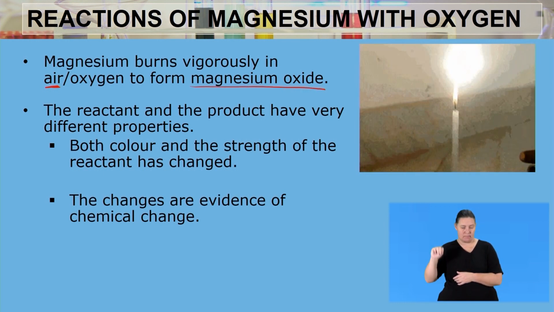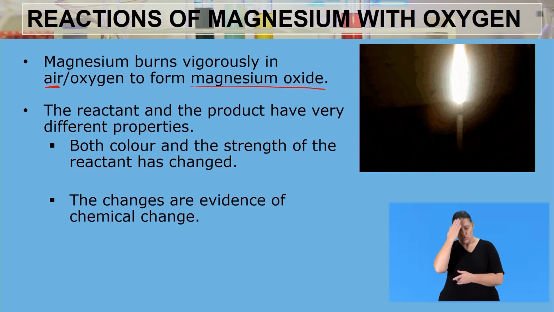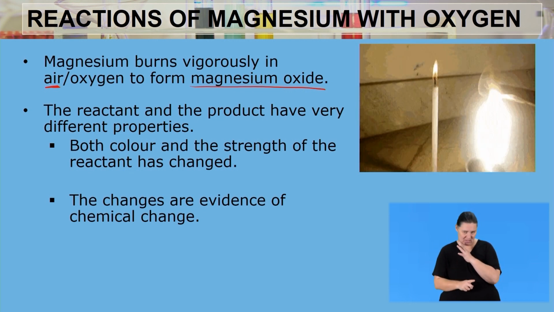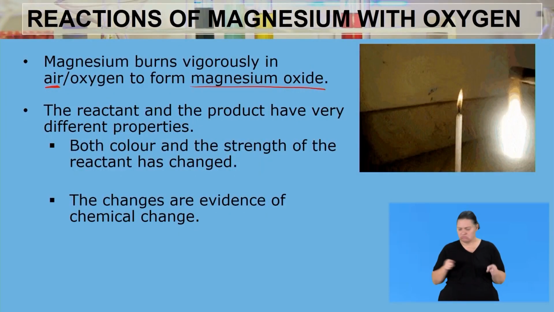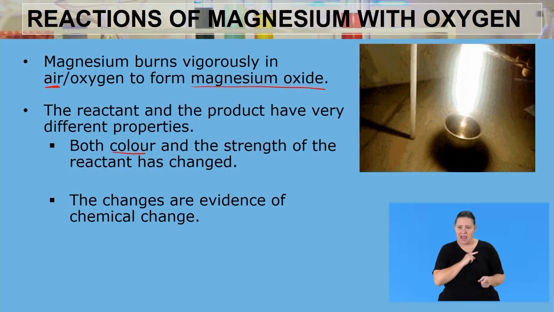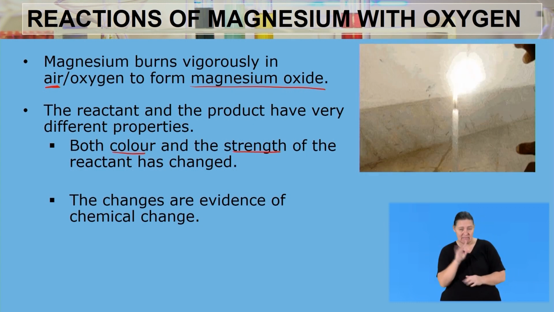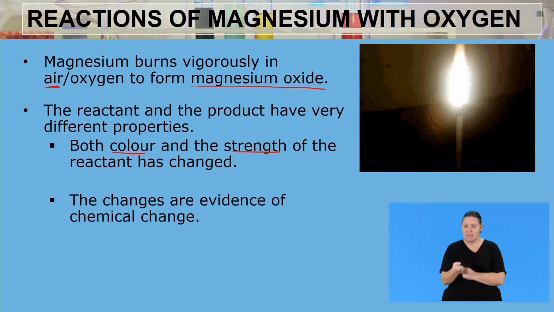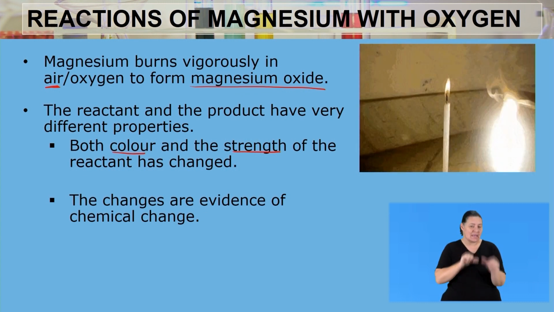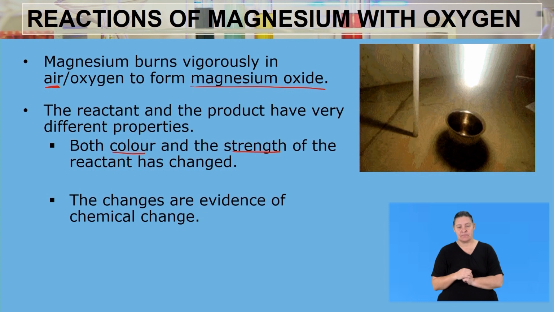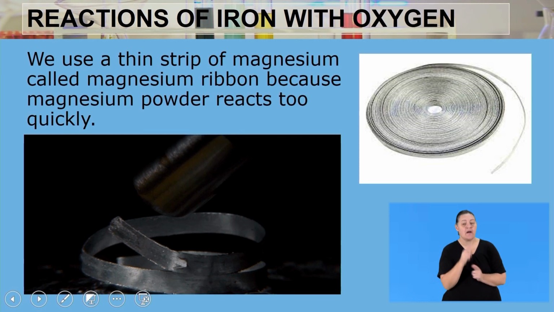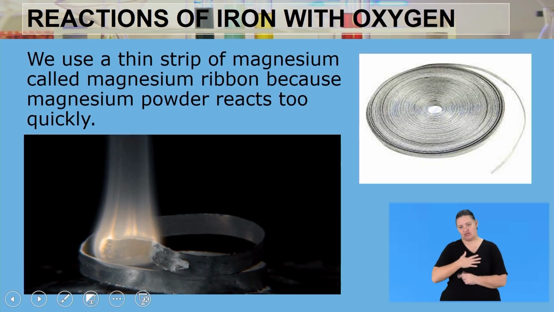Now the reactants and the products have different properties. We know that the products that are formed from certain elements have different properties, right? So how do we know that they have different properties? Both the color and the strength of the reactants are going to change. And once you see that the color has changed, that is giving you evidence that a chemical reaction has happened. Now, which chemical reaction are we talking about? That of magnesium and oxygen.